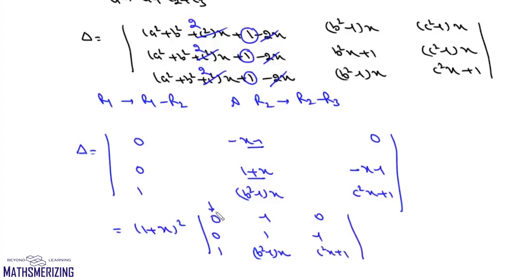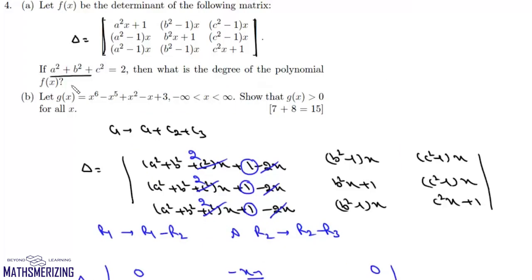Now if we expand this determinant about this first column, we'll get the value of the determinant as (1 plus x) square, which is a polynomial of degree 2. So the degree of this polynomial f(x) will be 2.